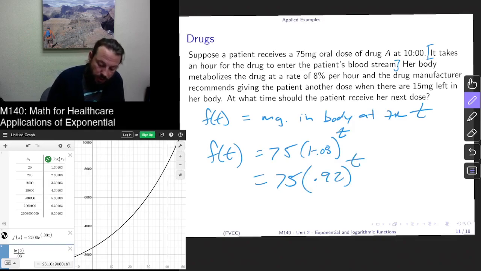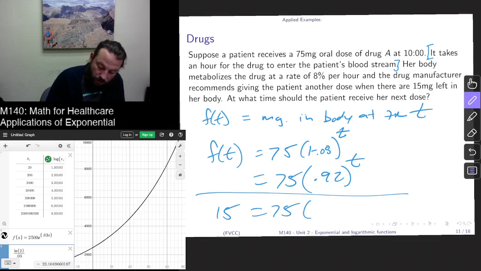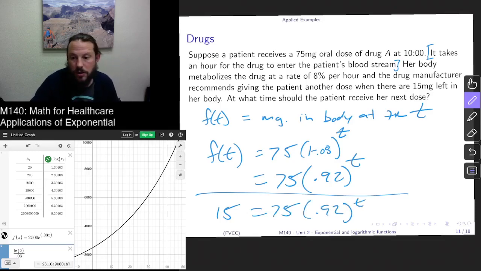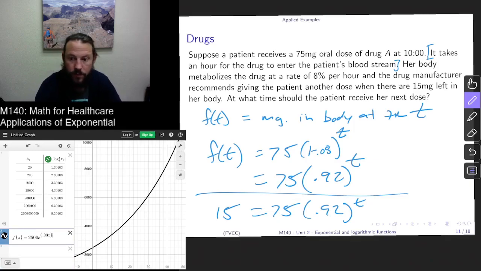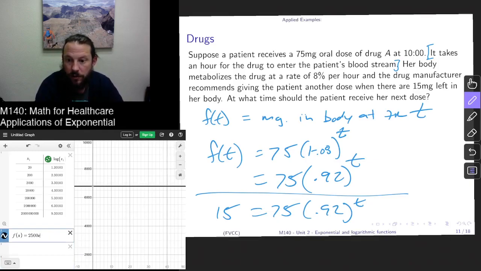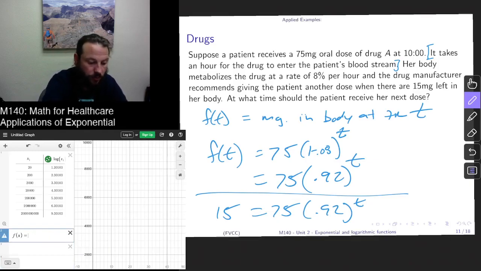And we want to know when our function, the question asks us, when is our function 15 milligrams? 0.92 to the t. And just because it's nice to look at some of the things we have, let me go over here. I'm going to put in a new function f of x, 75 times 0.92 to the x.